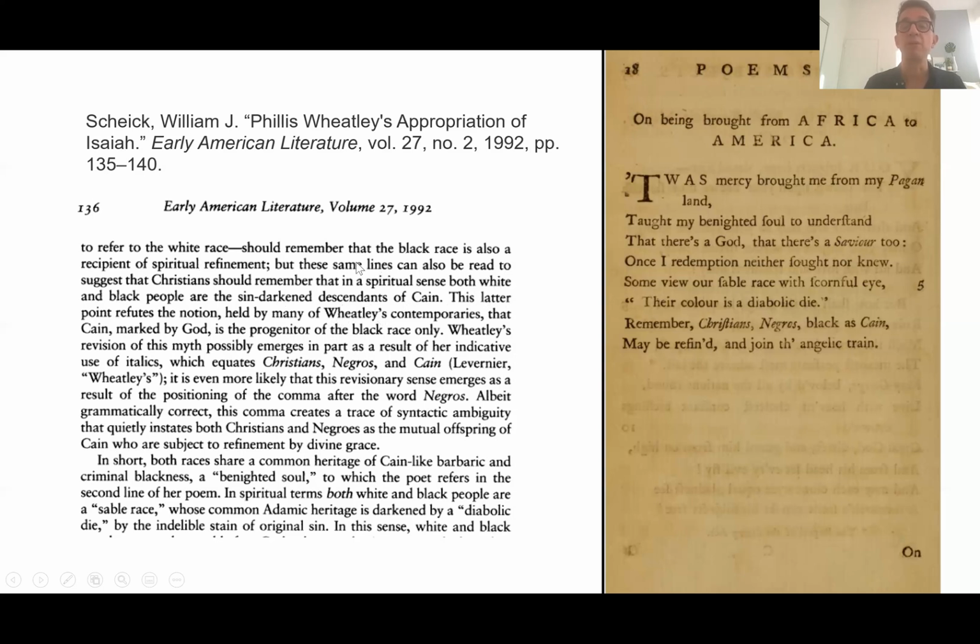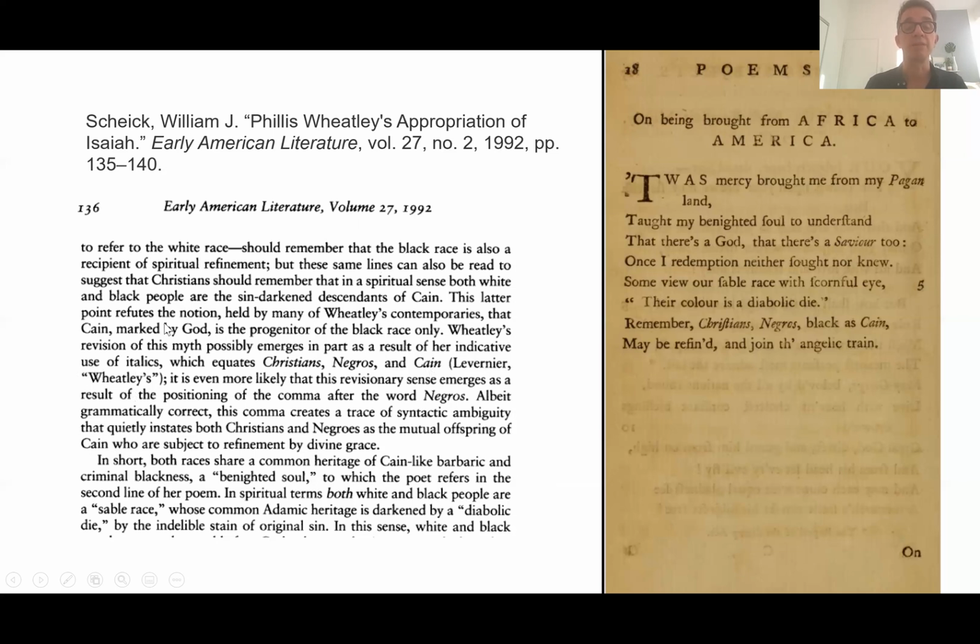Basically, Wheatley here, according to Sheik, is fighting back against the notion that Cain's descendants are Black and that white people are descended from someone else. So Wheatley's revision of this myth possibly emerges in part as a result of her indicative use of italics, which equates Christians, Negroes, and Cain. And he's getting this from someone named Lavernier in an essay about Wheatley.